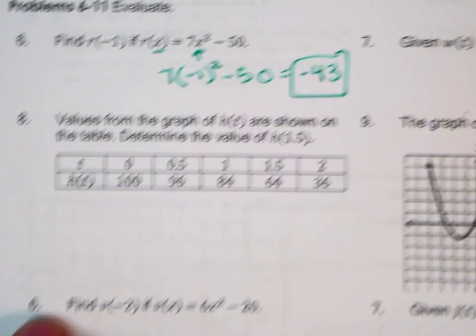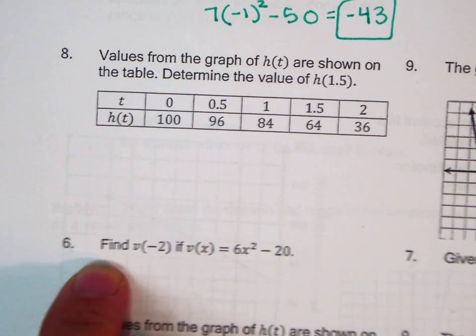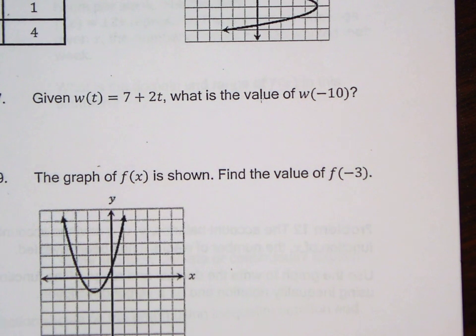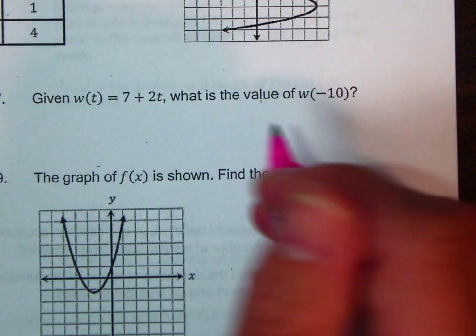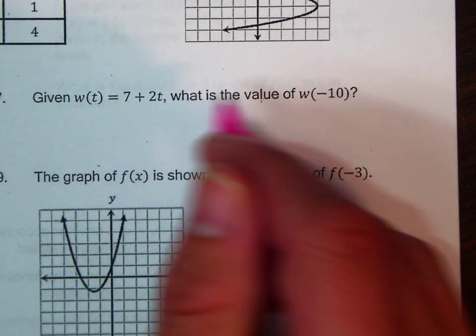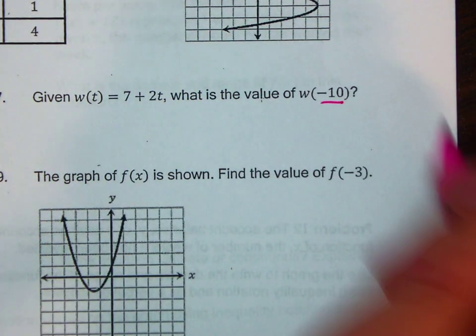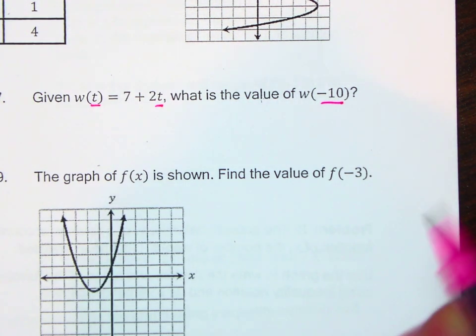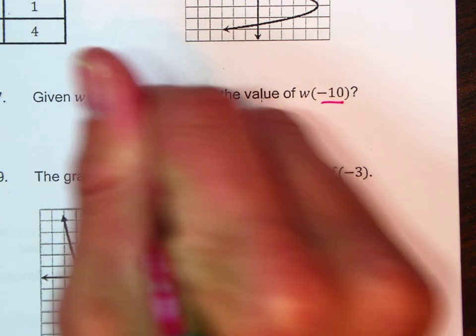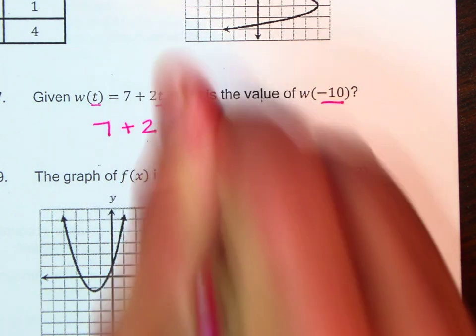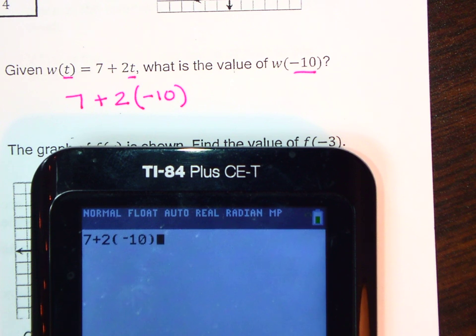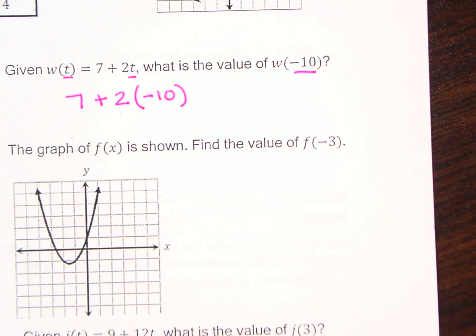So if you want to pause and try your number 6, which is down here. Number 7 is really similar. It's the same thing, it's just asked differently. Here's my function. What is the value of w of -10? So in place of the t here, I'm going to put -10. So 7 plus 2, put -10. Type that in the calculator. 7 plus 2, -10, and I get -13.